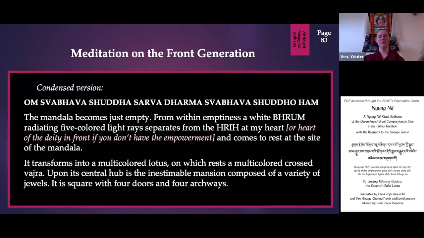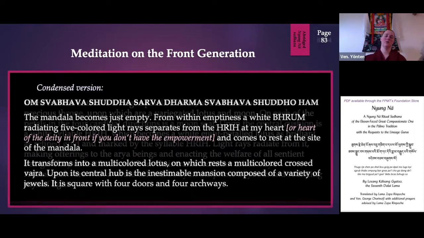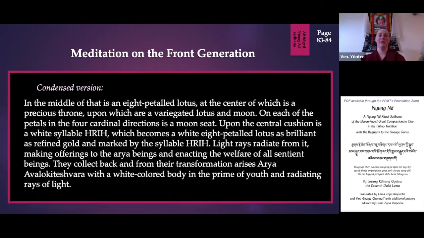It transforms into a multicolored lotus on which rests a multicolored cross vajra. Upon its central hub is the inestimable mansion composed of a variety of jewels. It is square with four doors and four archways. In the middle of that is an eight-petaled lotus, at the center of which is a precious throne, upon which are a variegated lotus and moon.